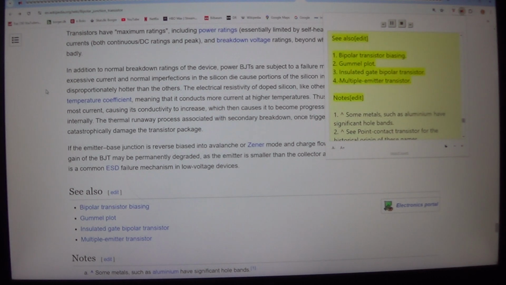See also, edit. 1, bipolar transistor biasing. 2, Gummel plot. 3, insulated-gate bipolar transistor. 4, multiple-emitter transistor. Notes, edit.